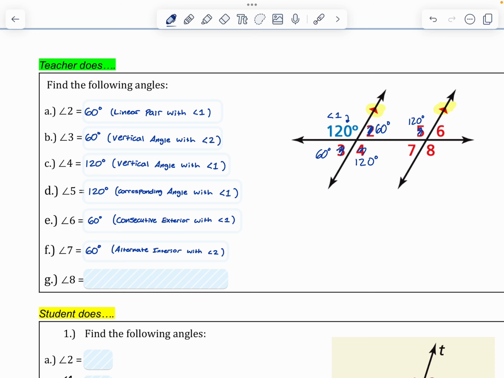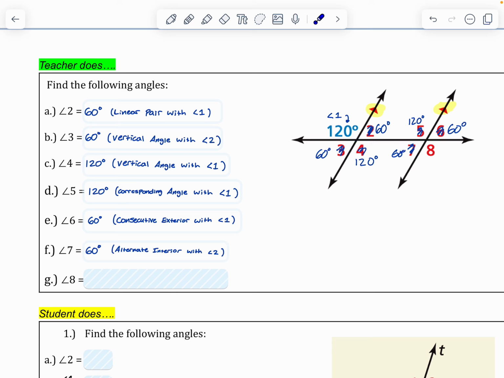Alternate interior, sorry, that was 60. That means that's also going to be 60. We also could have looked at consecutive interior. Angle 4 was 120. Angle 7 is the consecutive interior angle, and they have to be supplementary.